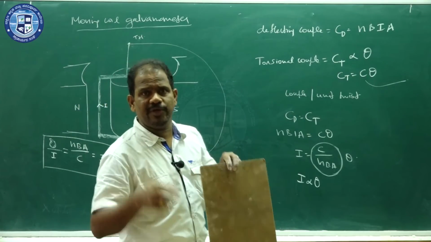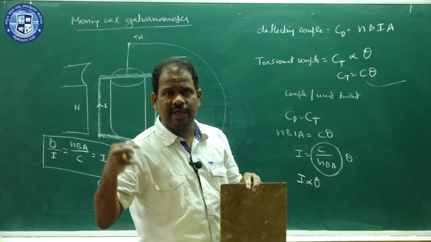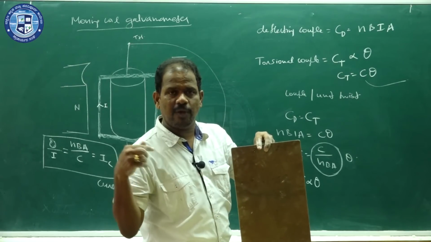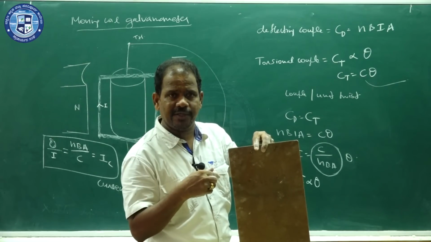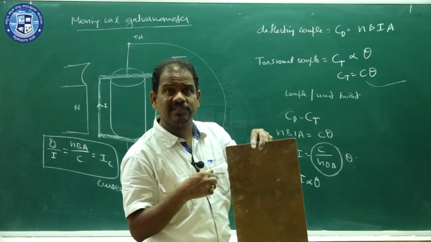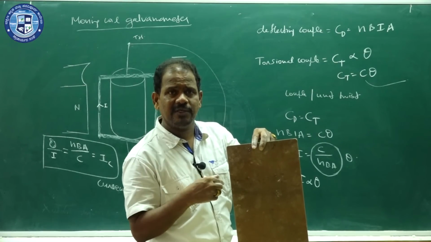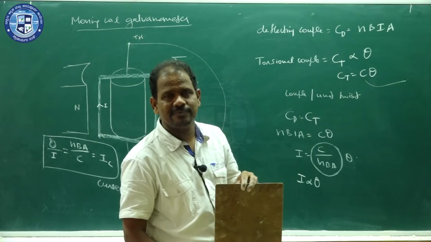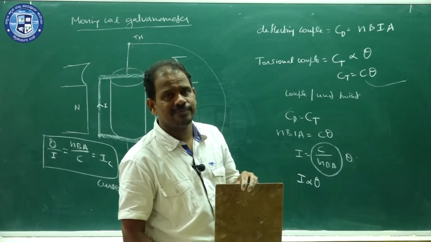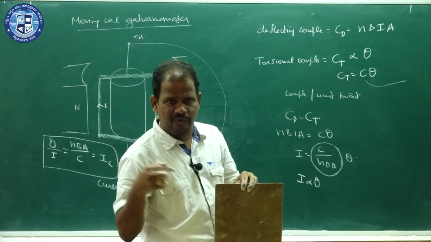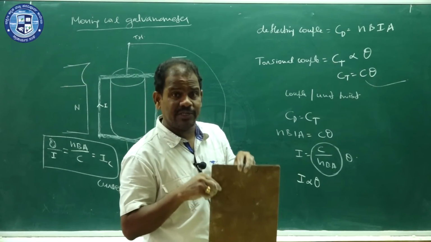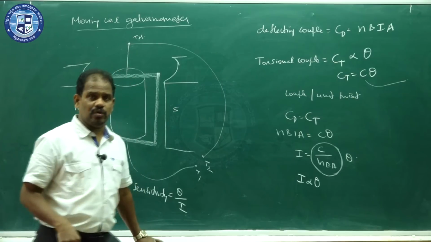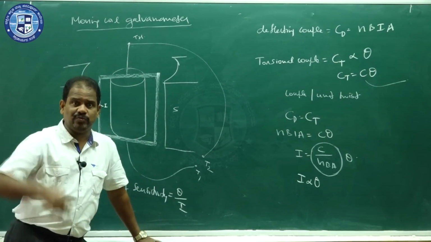I have got one more moving coil galvanometer. When I pass 1 amp current, it turned by 3 degree. 2 amp current, 6 degree. 3 amp current, 9 degree. It is not sensitive, because even if you pass more current, the deflection is very less. The first one I told, 1 amp current, 30 degree, is more sensitive.